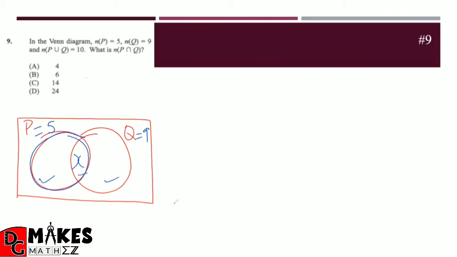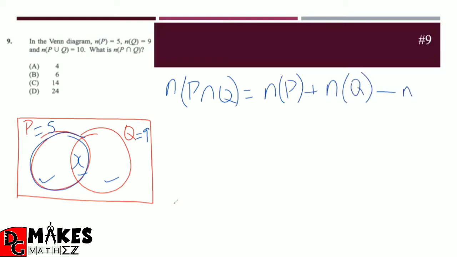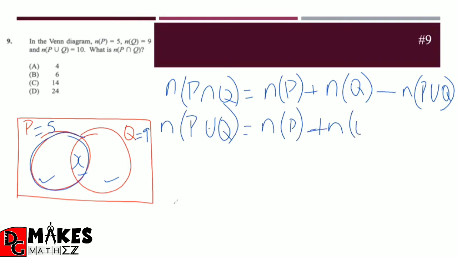Now there's a formula. The number of elements in P intersect Q is going to be equal to the number of elements in P plus the number of elements in Q minus the number of elements in P union Q. And even if you're going to remember this one just using memory, it also works the other way around, where you say the number of elements in P union Q is equal to the number of elements in P plus the number of elements in Q minus the number of elements in P intersect Q.